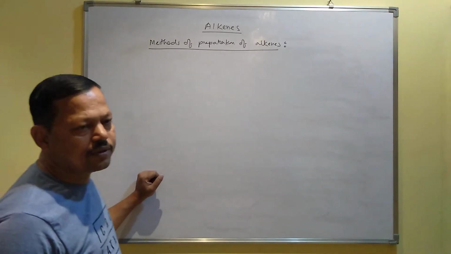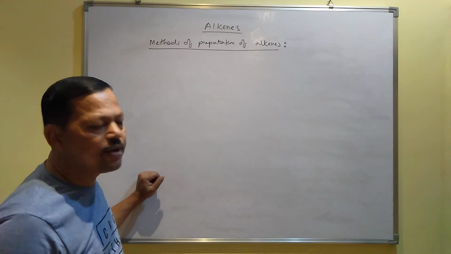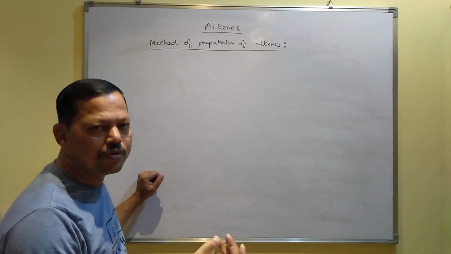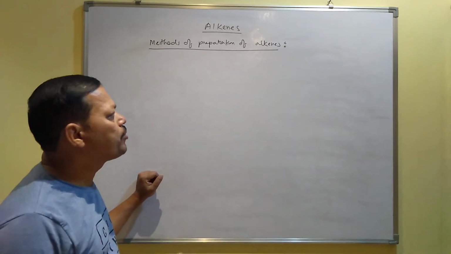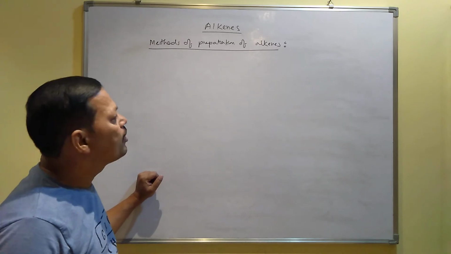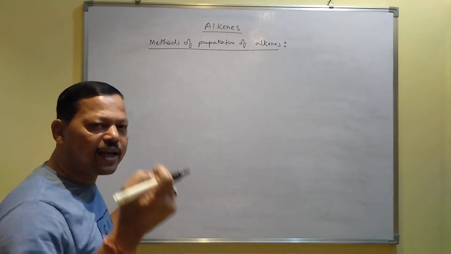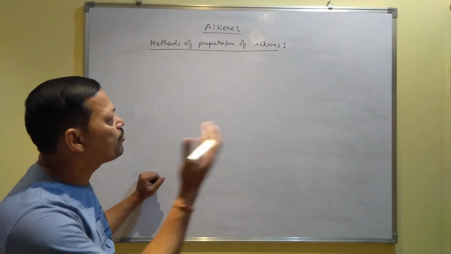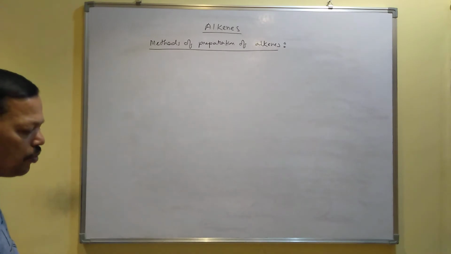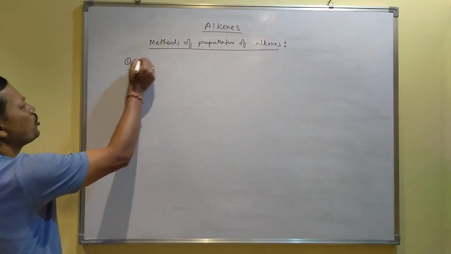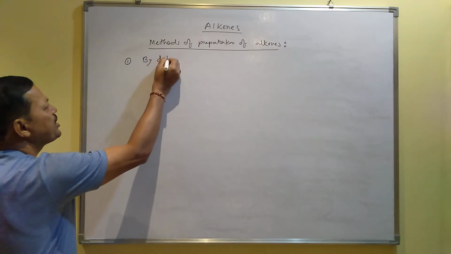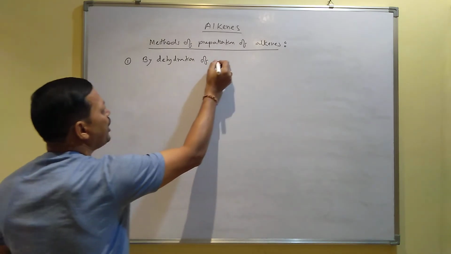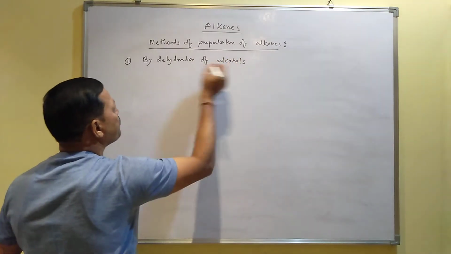Suppose in the laboratory ethene is required, but ethene is not available in the lab. So you can prepare that ethene from some other compound. If alcohol is present, from alcohol you can prepare alkene, I mean ethene. If alkyne is present, you can prepare alkene. So there are a number of methods. I mean from another compound you can prepare the alkenes. One by one I will give you the methods. Number 1 is dehydration of alcohol. This is the first method to prepare alkenes, by dehydration of alcohols.